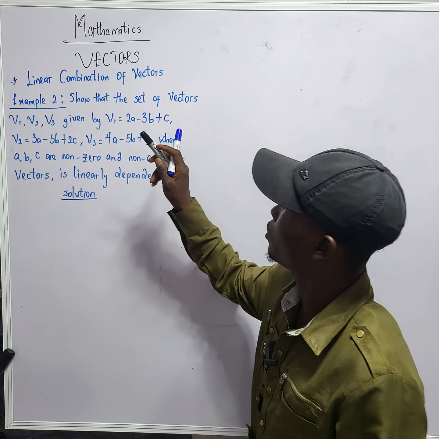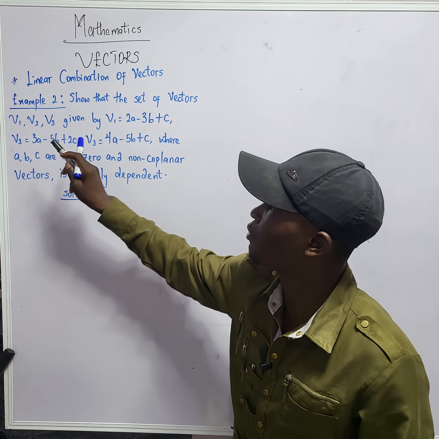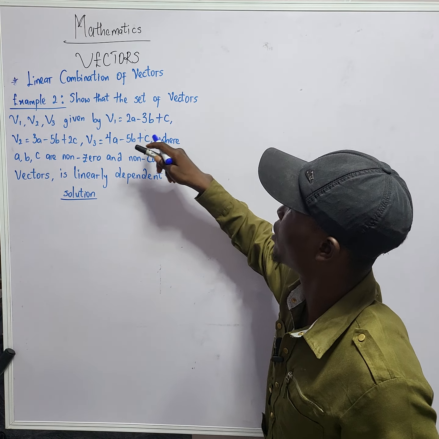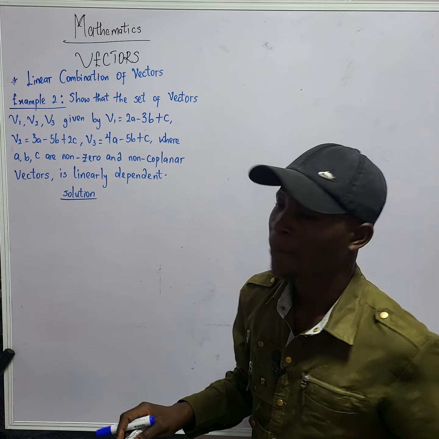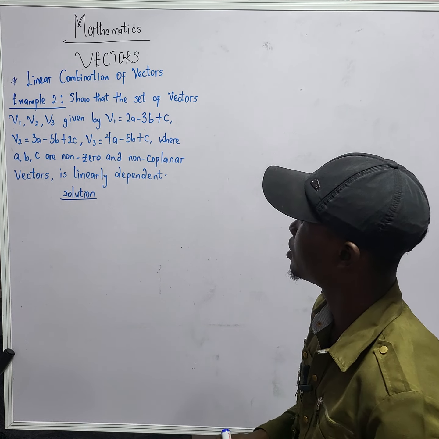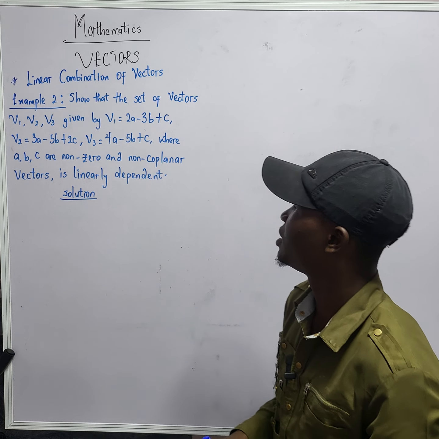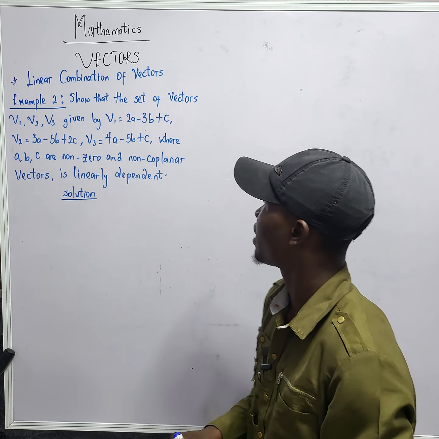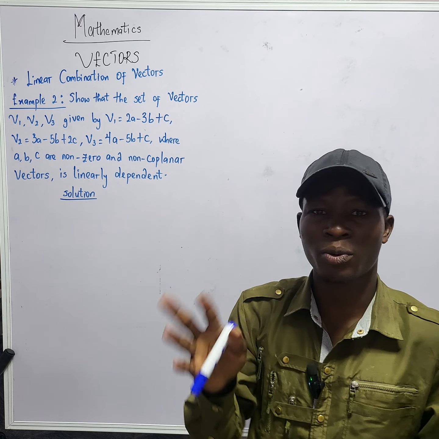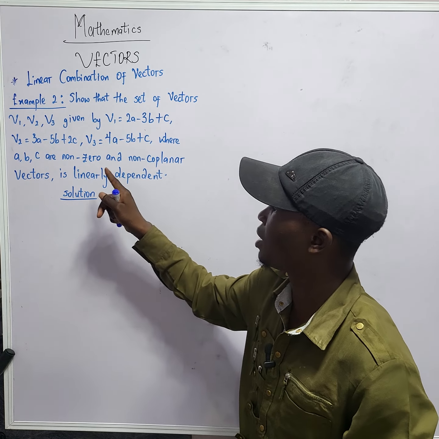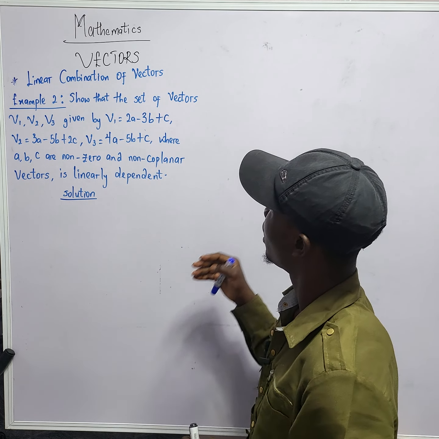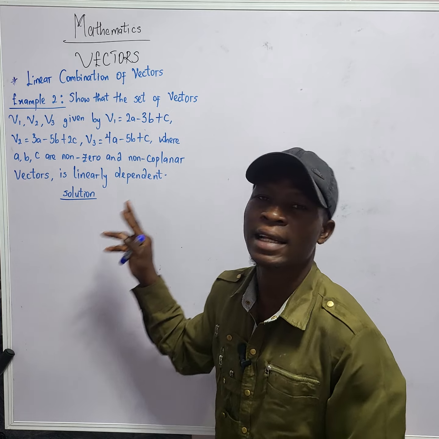So example 2: show that the set of vectors v1, v2, v3 given by v1 is equal to 2a minus 3b plus c, v2 is equal to 3a minus 5b plus 2c, v3 is equal to 4a minus 5b plus c. Please don't mind the way I write my letters. Where a, b, c are non-zero and non-coplanar vectors is linearly dependent.